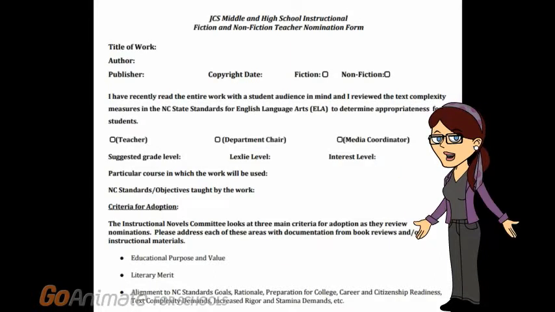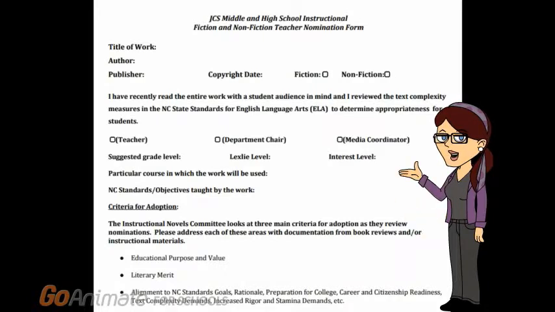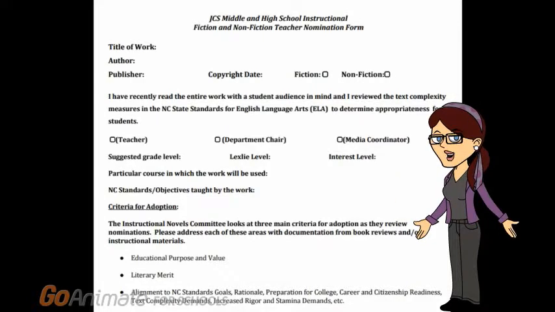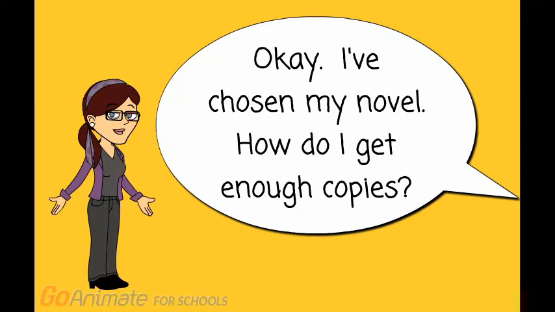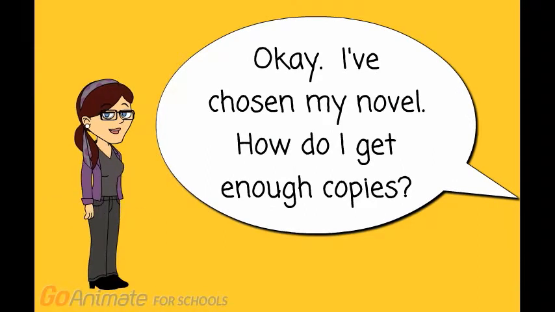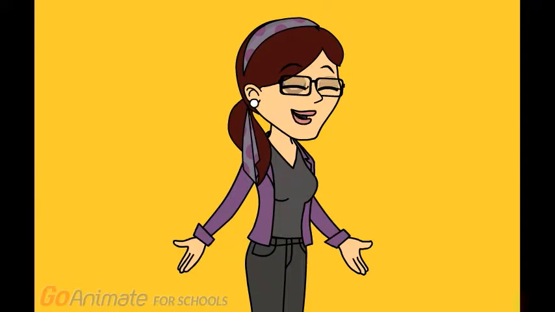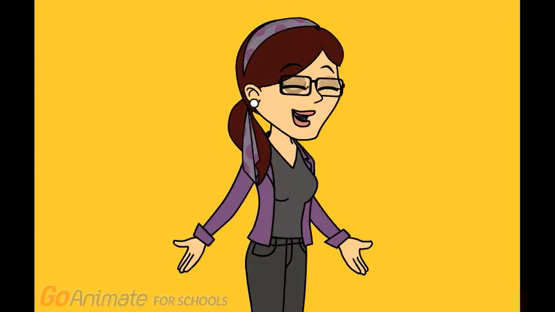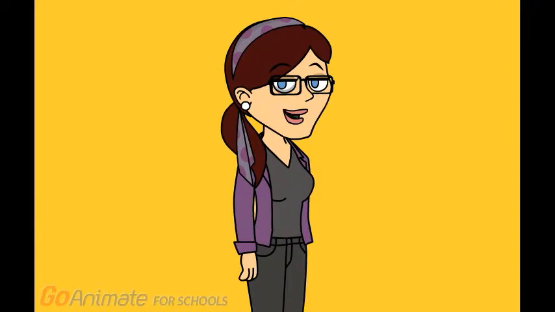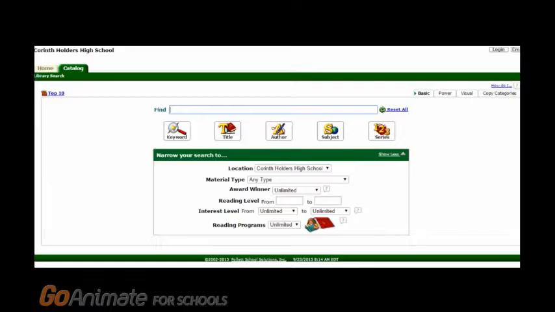You only need to fill out this form if the book hasn't received prior approval in Johnston County Schools. I can help you with that information. Okay. I've chosen my novel. How do I get enough copies? If we don't have enough copies at our school, we can try borrowing from other schools, which is more affordable than purchasing. If we do need to purchase the set, you will need to talk to the office.